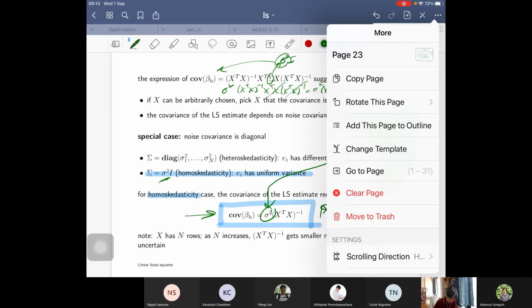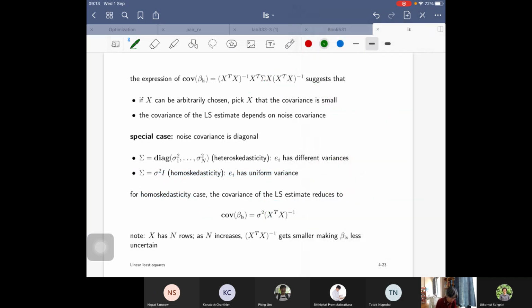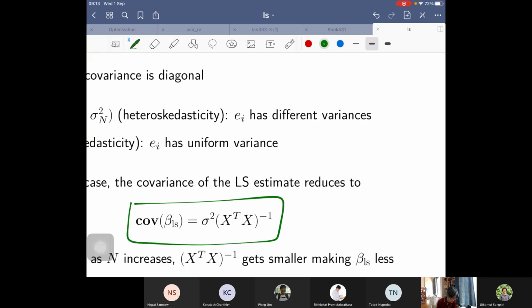Last, I would like to mention this property. Here it also gives us the same interpretation, that the covariance of your estimator depends on two things: the noise variance and the sensor matrix X. If I partition my X, the sensor matrix, as X1 transpose, X2 transpose, Xn transpose, I partition it into rows.